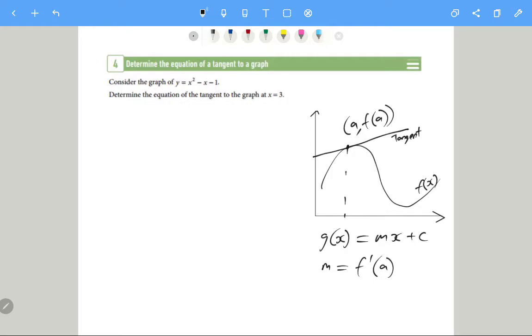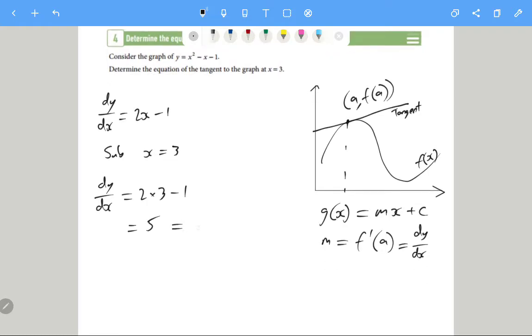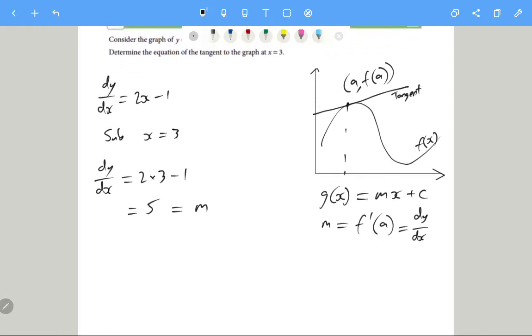So consider the function y is equal to x squared minus x minus 1. Determine the equation of the tangent to the graph at x equals 3. So first of all, let's find our gradient function. So dy dx is equal to 2x minus 1. Alrighty, and we're going to substitute into that equation x equals 3 to find out the gradient. So we get dy dx 2 times 3 minus 1, 6 minus 1 is 5. All right, so therefore the gradient there is 5, which is going to be our m value.